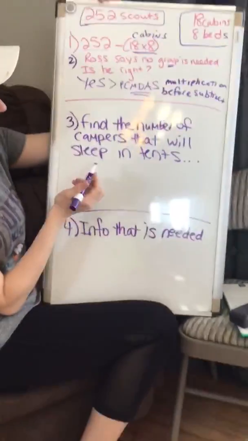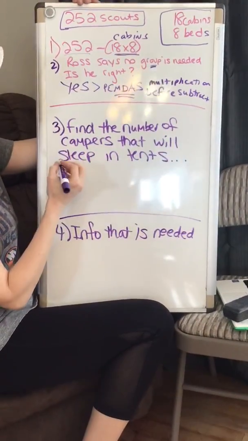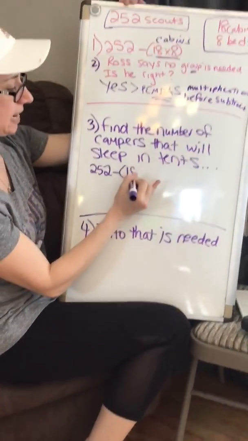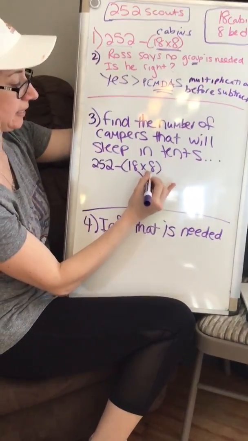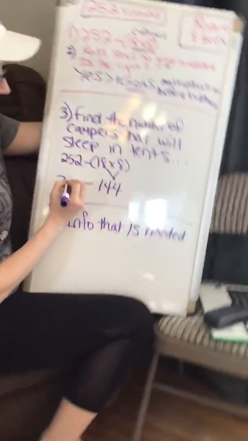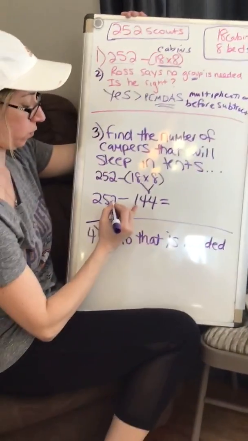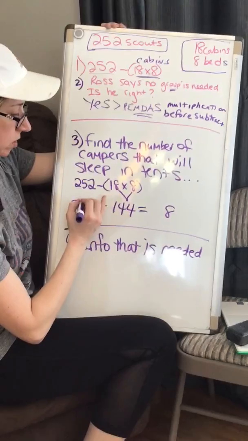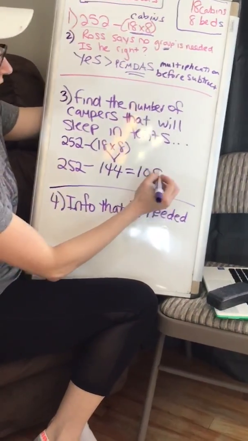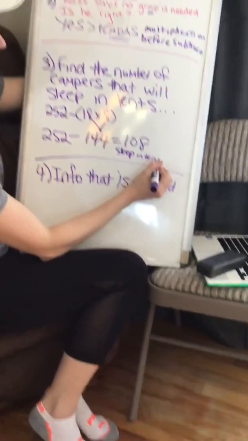Number 3 says to find the actual number of campers that will sleep in tents. So in other words, I'm going to now solve that equation. So it's 252 minus 18 times 8. So I do 18 times 8 first, which gives me 144. I subtract 252 minus 144. So 12 minus 4 is 8. 4 minus 4 is 0. 2 minus 1 is 1. So the answer is 108 will sleep in tents.